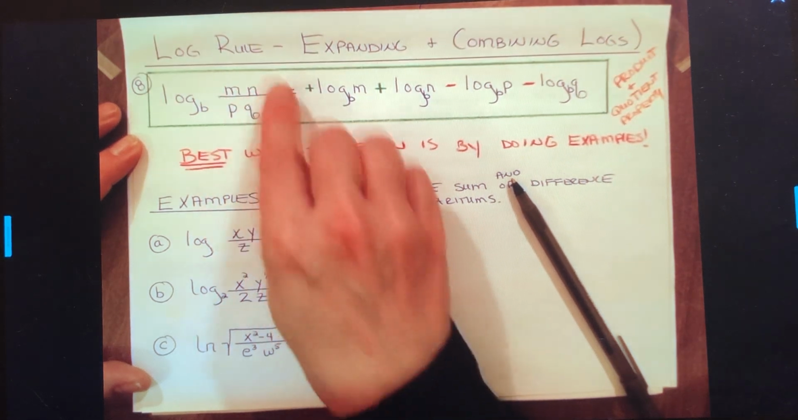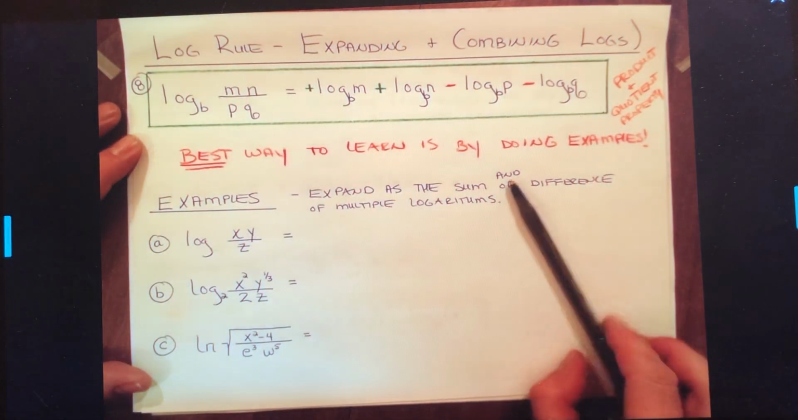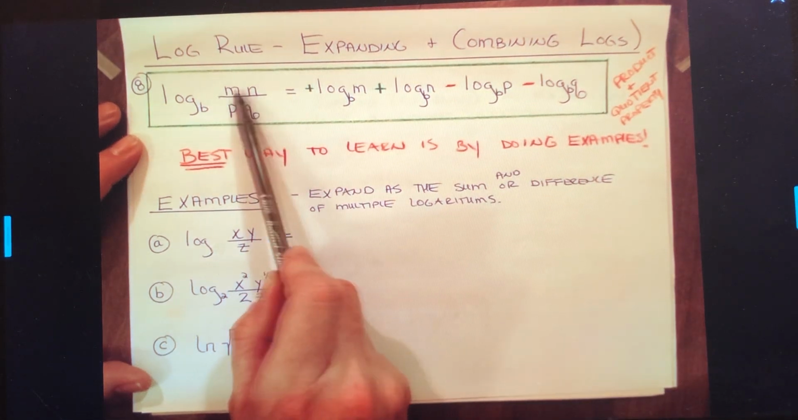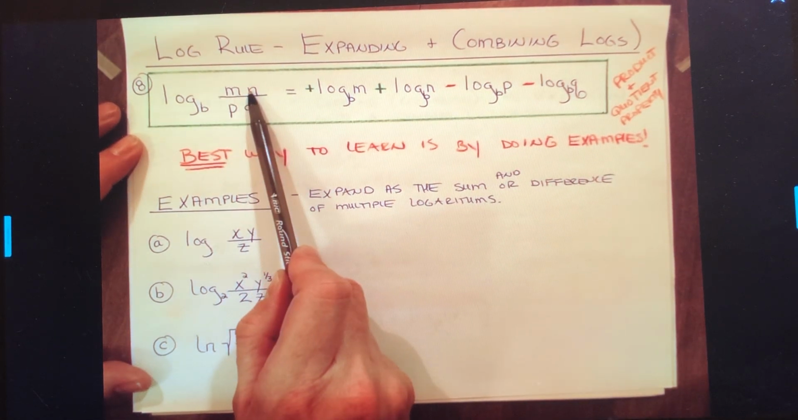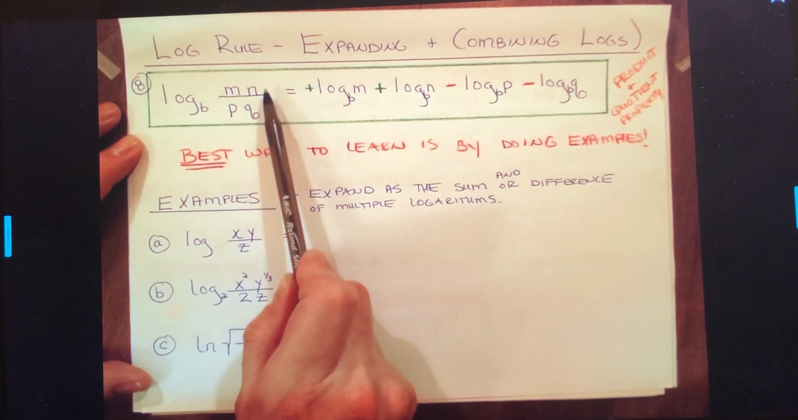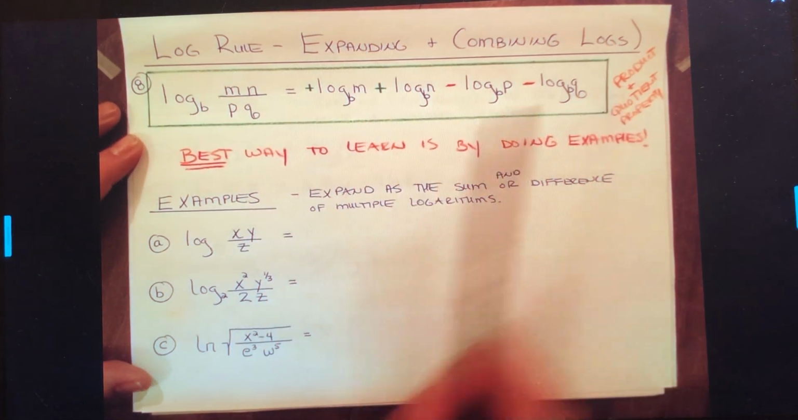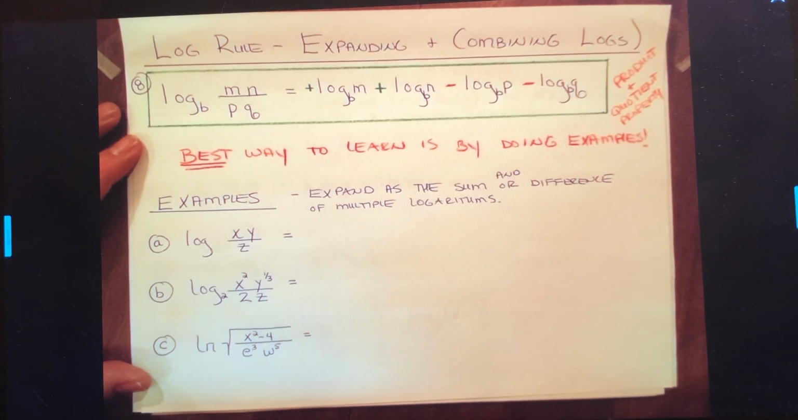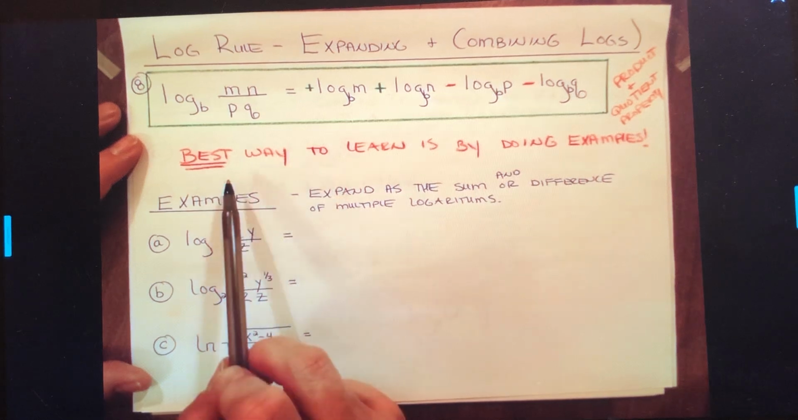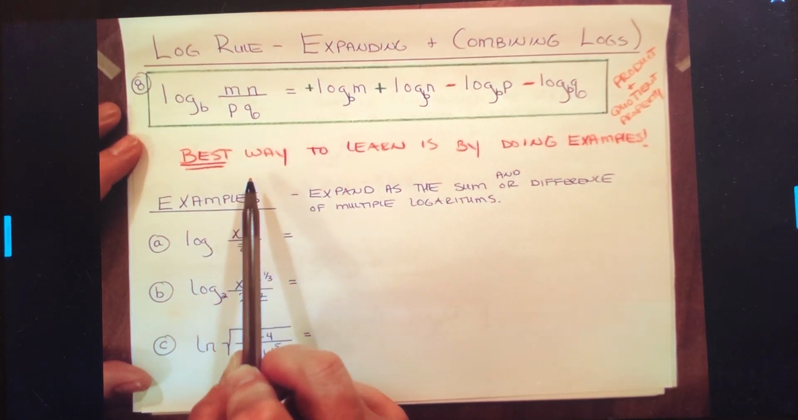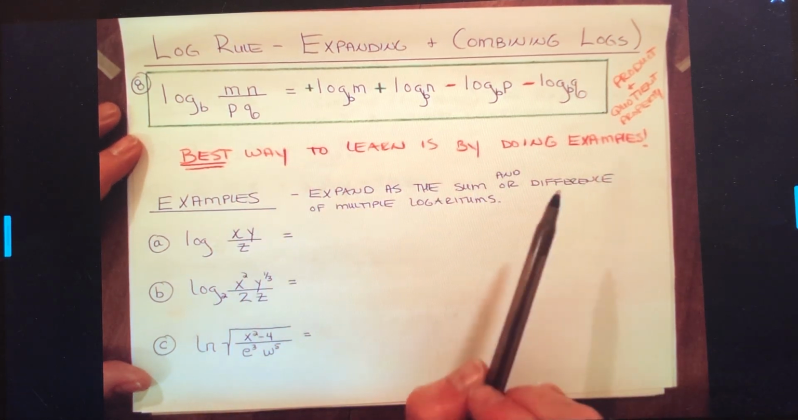Again, I like to just throw it all into the same log rule, so that no matter how many terms we have multiplied together or divided inside that argument, we can just think about that as one long string and cover it that way. I do believe that the best way to understand this log rule is just to do examples.